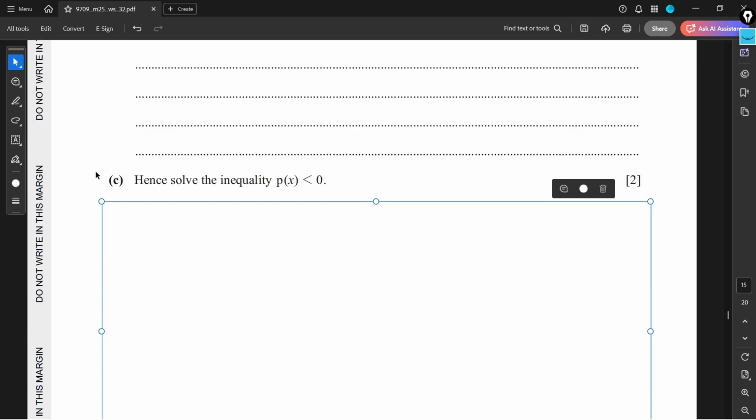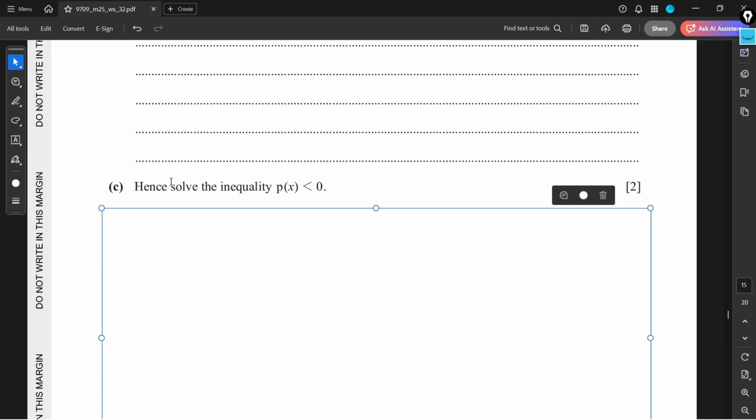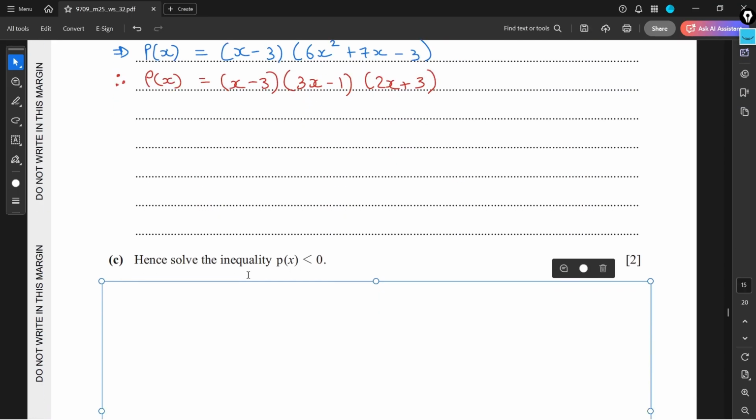And now for the final part, because they have used the word hence, it means that I'll need to use something from my previous part in order to solve this inequality, where I can say that my polynomial is less than 0. Or in simple terms, find those values of x where my polynomial will be under the x-axis. That is, where my y values will be negative. So how can I do this?